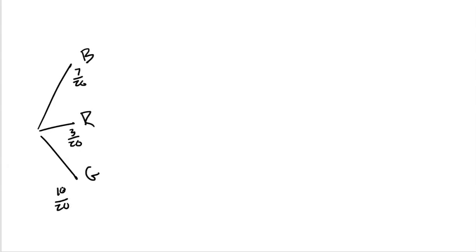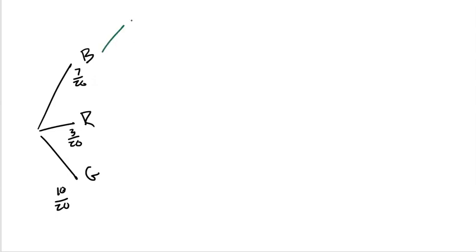A tree diagram. A tree diagram helps a lot of kids sometimes see this. So if the math that I just showed didn't help you, a tree diagram may. So you said the first marble could be blue, red, or green. 7 out of 20 that it's blue, 3 out of 20 that it's red, 10 out of 20 that it's green. Okay, then we go for the second marble.